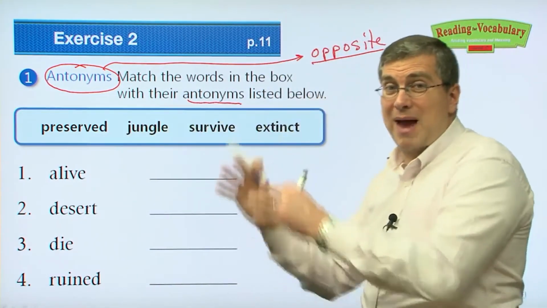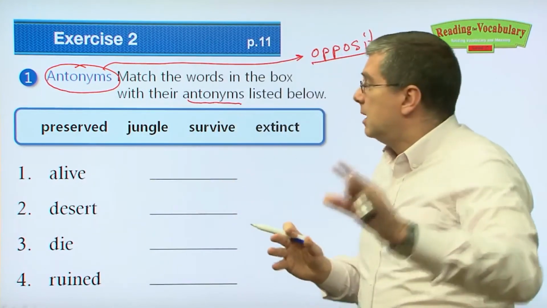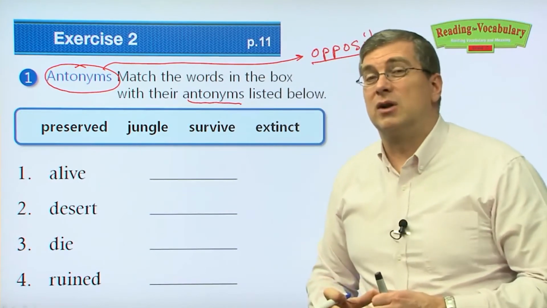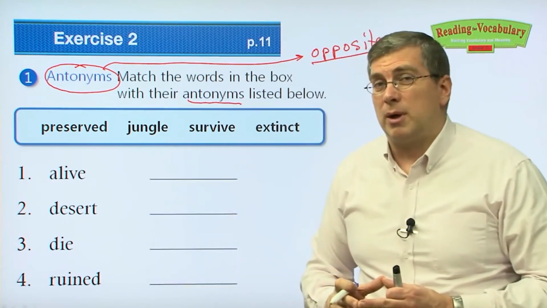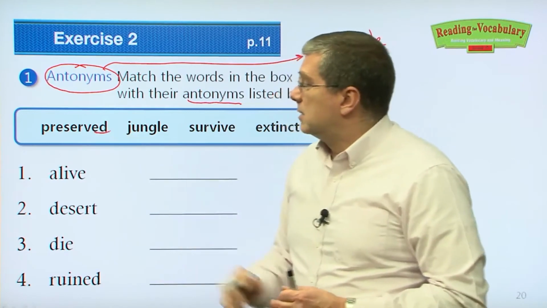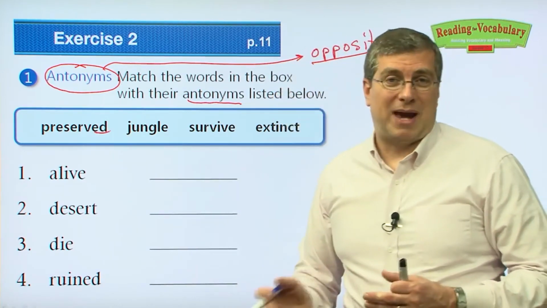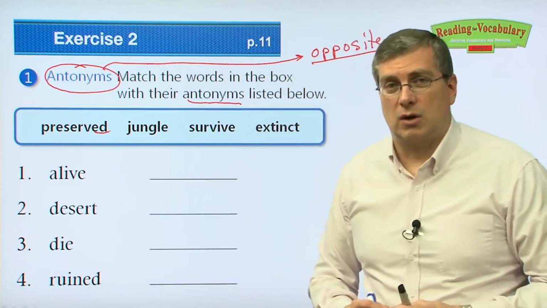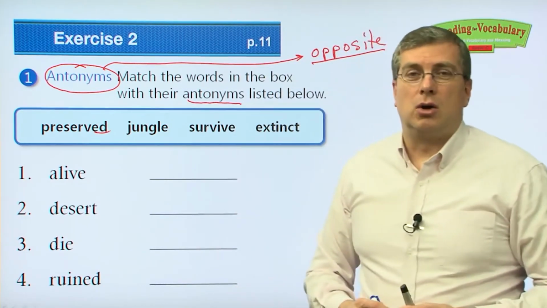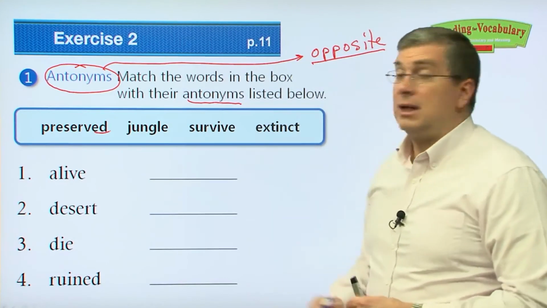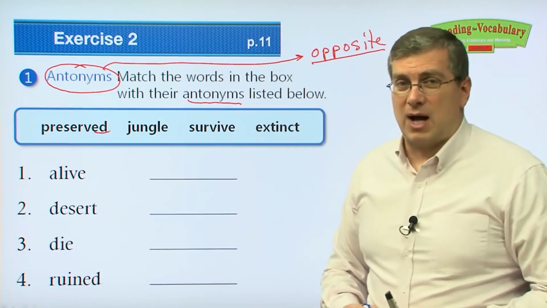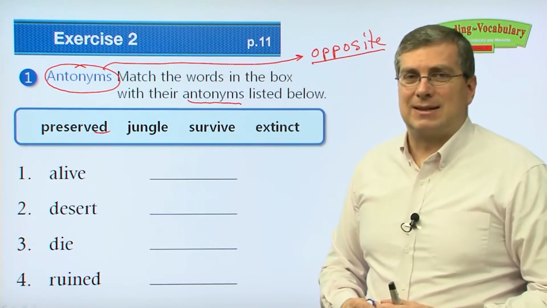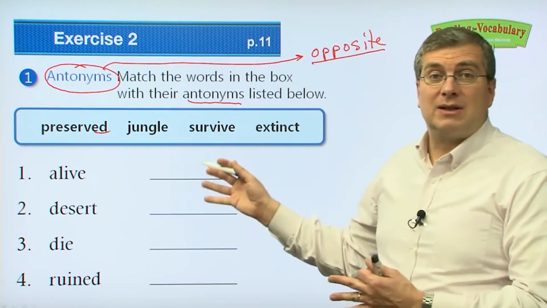That's what we have to do. We have to match the opposites, okay? The words are preserved, right? We learned the word preserve. We learned that it was a verb. So now it's used with an ed, so it's past tense, like preserved. They have been preserved. Next one, jungle. Next one, survive. And last one, extinct. Okay, what are the opposites of these words?